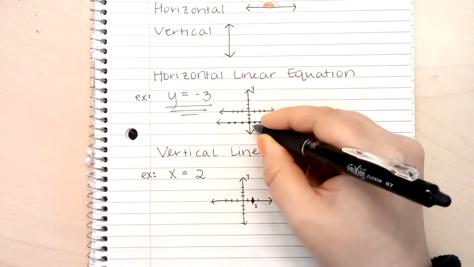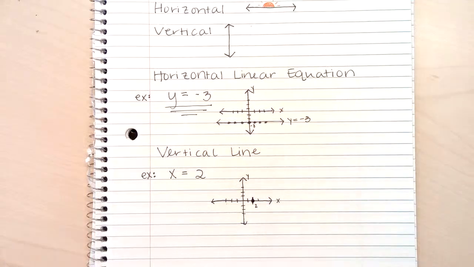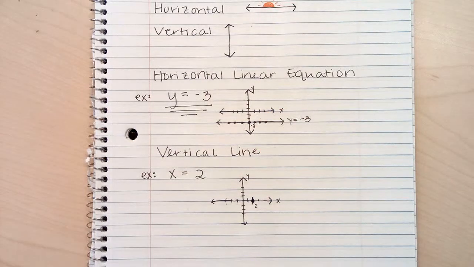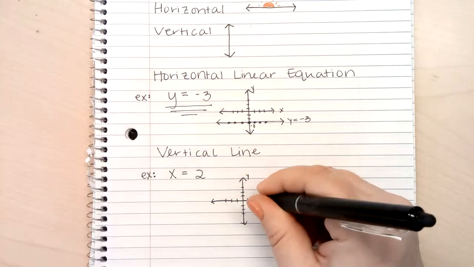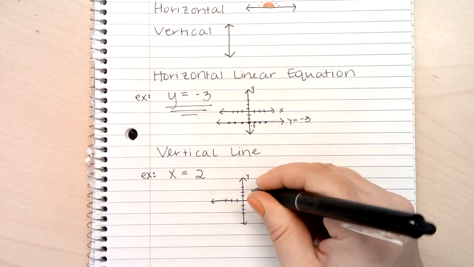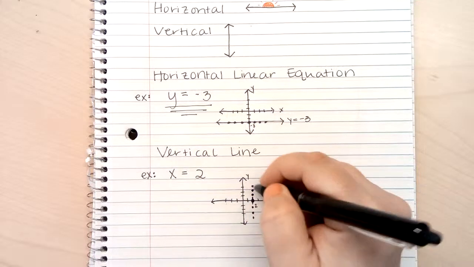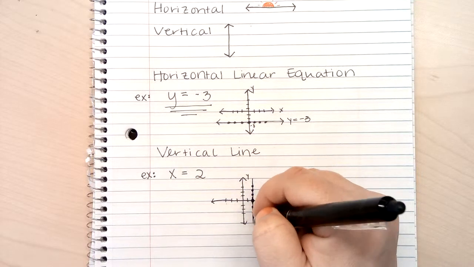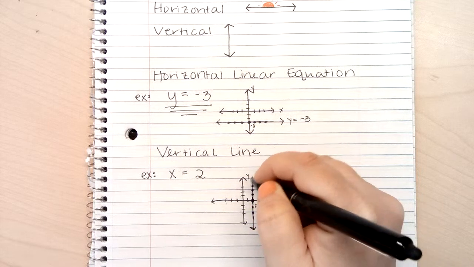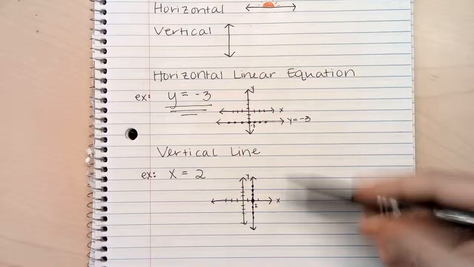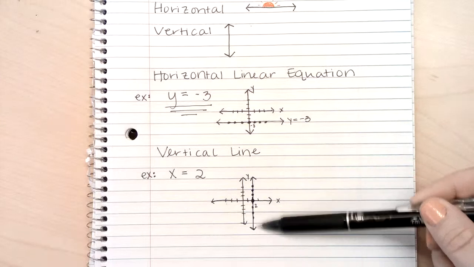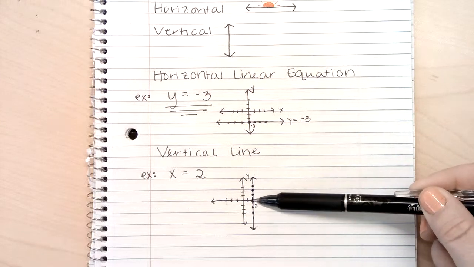In fact, I should have labeled up here that this was the -3. Okay, so we found the 2 on the x-axis. Now we're going to go above it and stay right above and below and make that vertical line. So it would look like this. This is the graph of x equals 2. What it means is x is always 2.